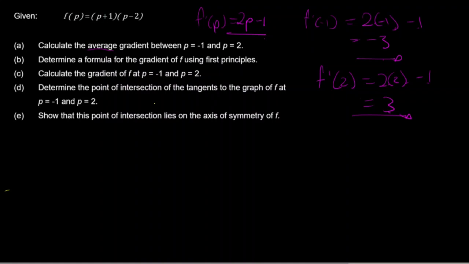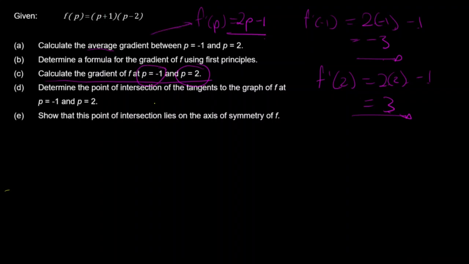So now we have the instantaneous gradients at these two points, p equals 2 and p equals -1. And where do I get an instantaneous gradient from? From the derivative of the function. The derivative is nothing other than an instantaneous gradient. Now, determine the points of intersection of the gradients of the graph of f at p equals -1 and p equals 2. First things first, we have a gradient over here which is an m value, and a gradient over here which is an m value.